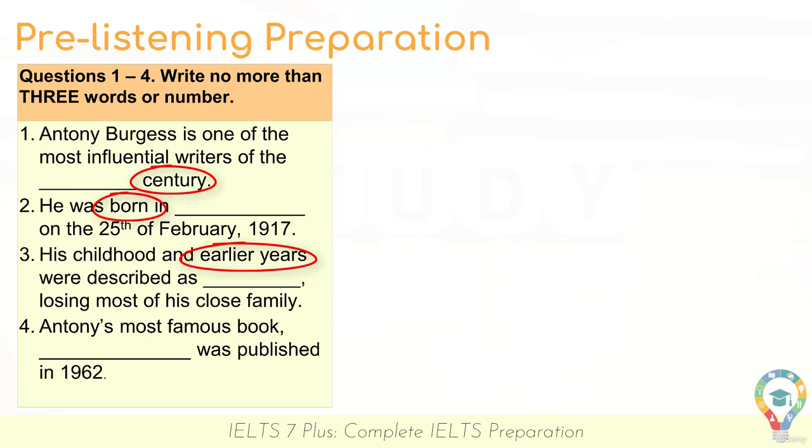Number 4, Anthony's most famous book was published in 1962. Now I'm assuming that the missing words here are the name of his famous book. So I'm going to circle famous book and listen very carefully for the name of this book.